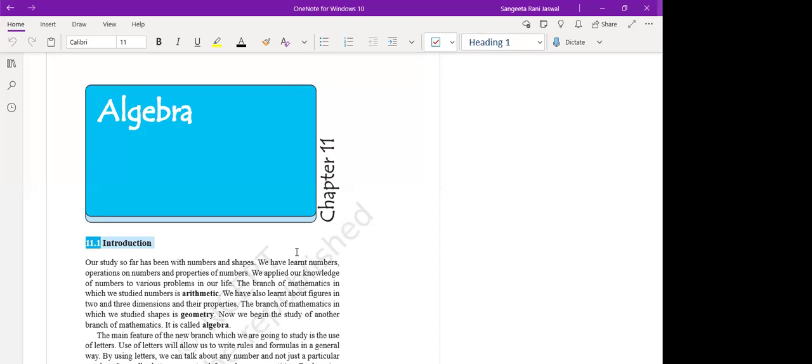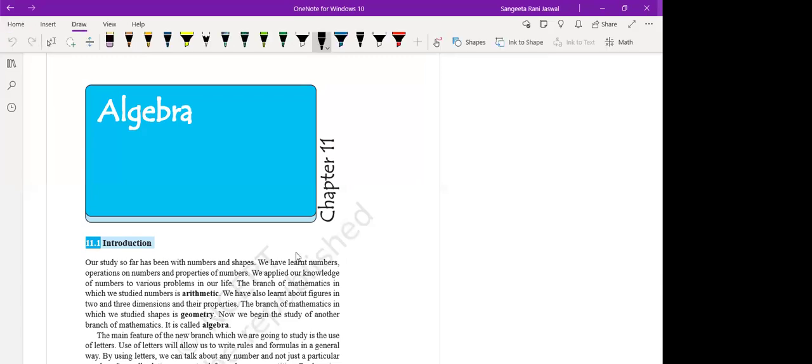Ma'am, we can multiply those, like 2 into b. So what does 2b say? It means 2 into b. What is b? It's a number. Yes. Okay, so those numbers which can be expressed using alphabets, we call them variables.